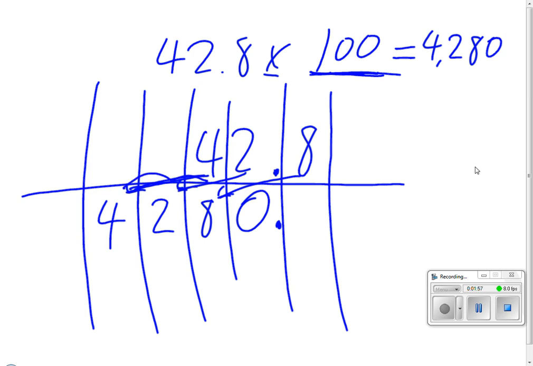It is also important that every digit moves over 2 places. So we still see 4, 2, 8.